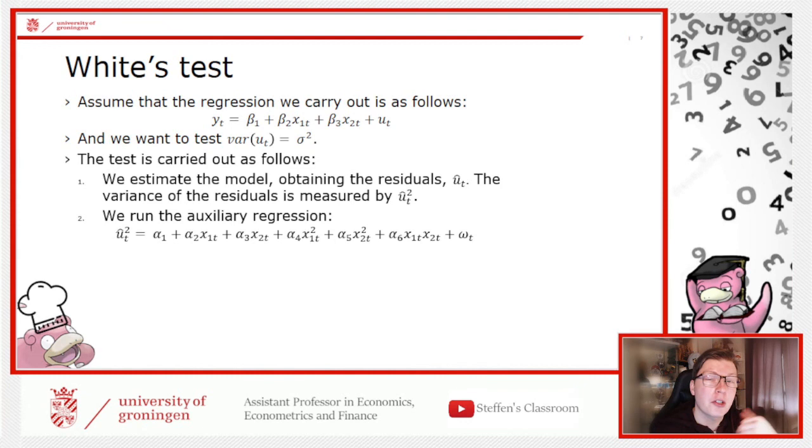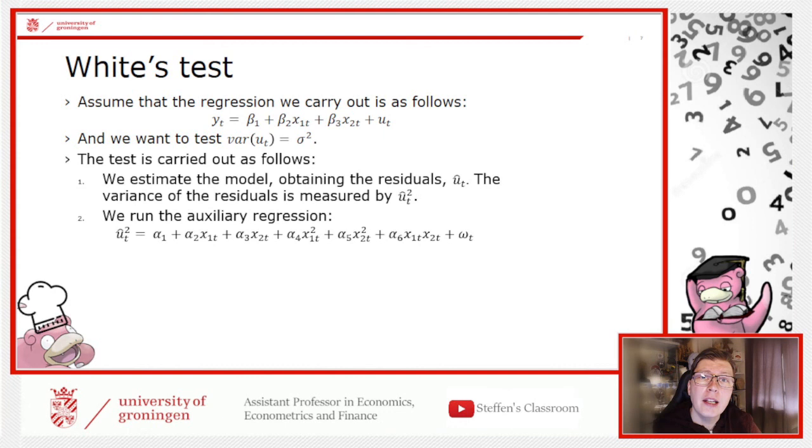And then you run the following auxiliary regression. That is, you take your newly generated residual squared, and you regress them on all your explanatory variables. So you see x1 and x2 in here. You take their squares, and that is where you see the alpha 4 and 5 here, with x1 squared, x2 squared, and the cross products finally.